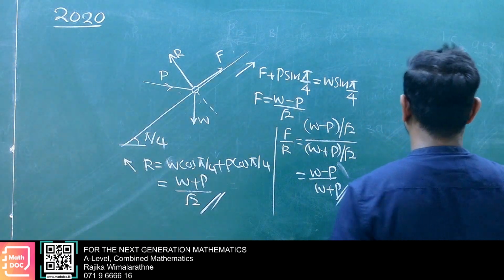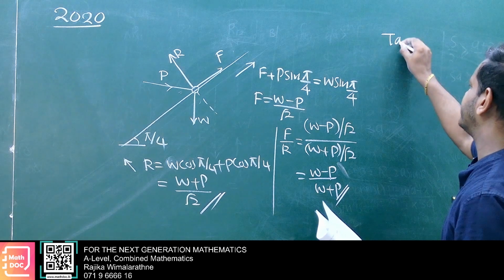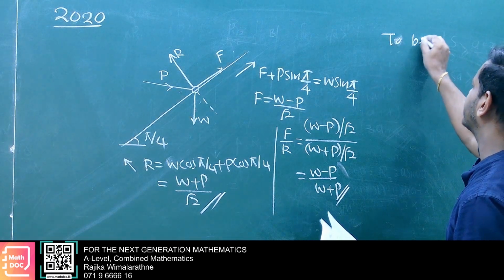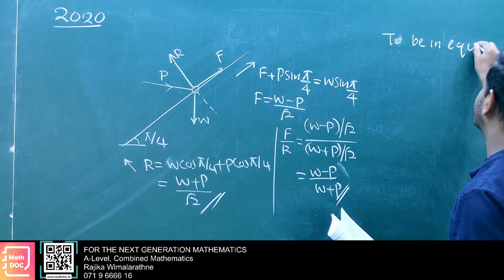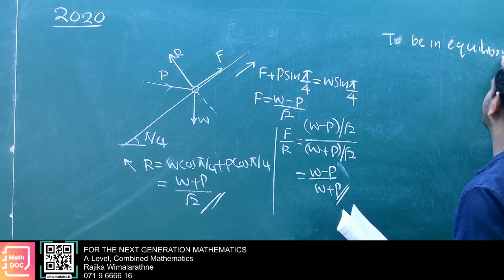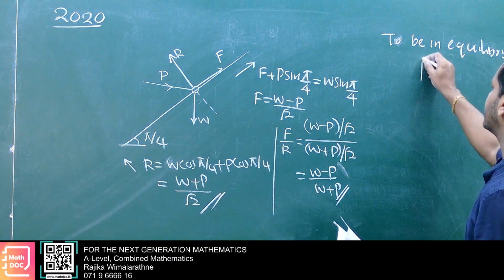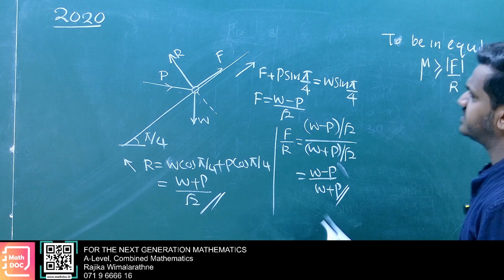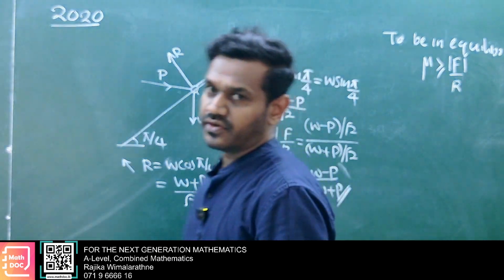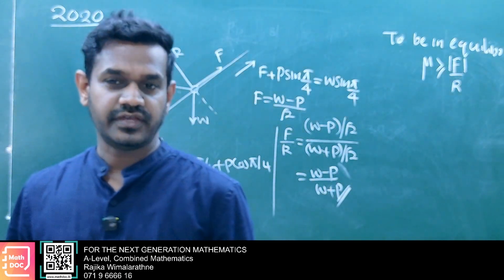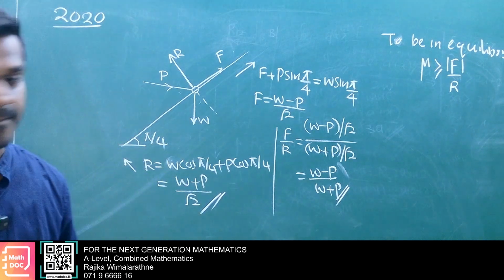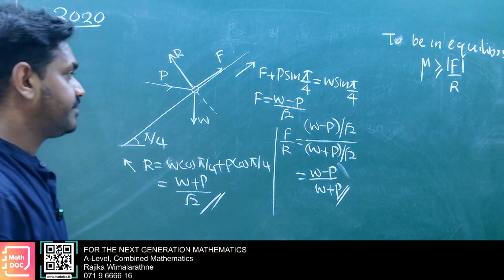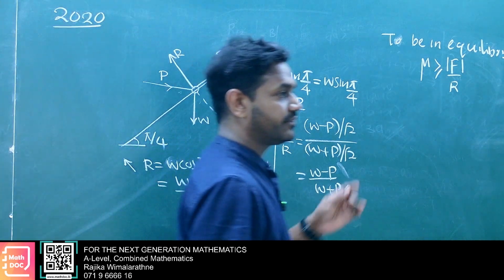Okay, then to be in equilibrium, mu greater than or equal F divided by R. Here you have to put modulus, because we don't know exact direction of F. No? There you have to put modulus. Now continue.